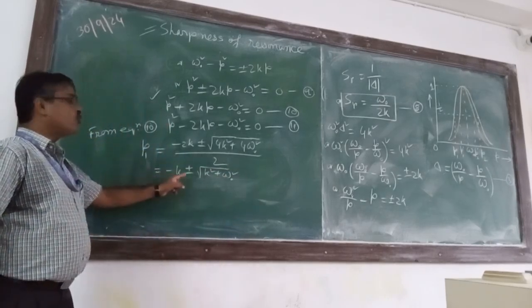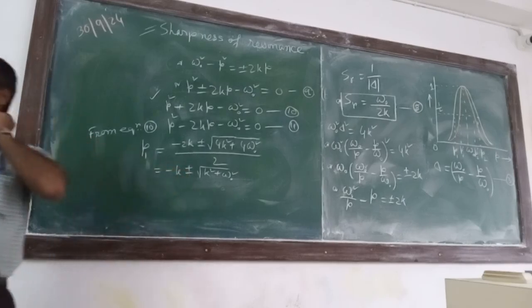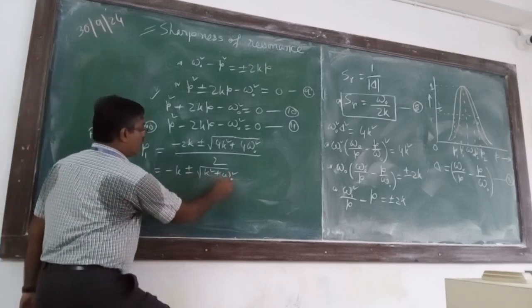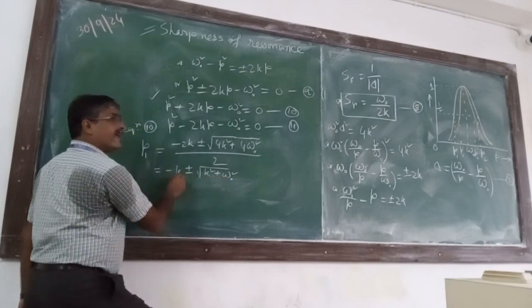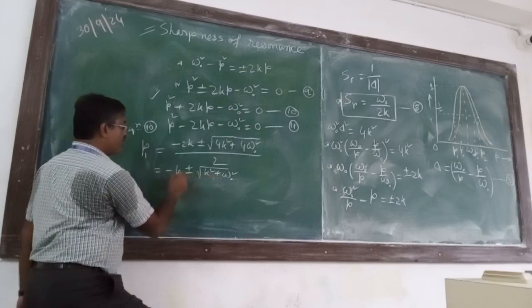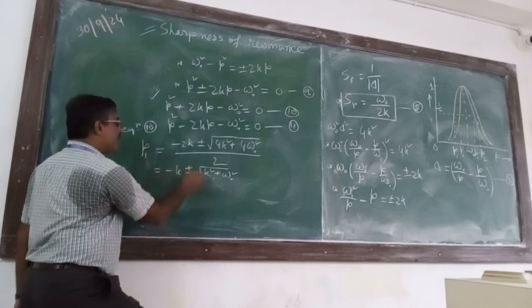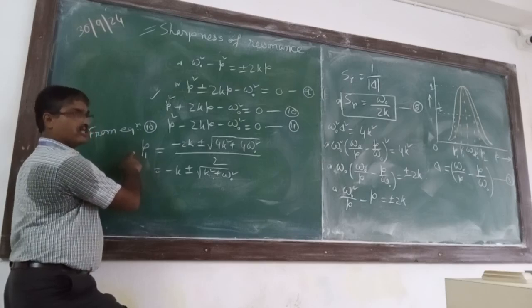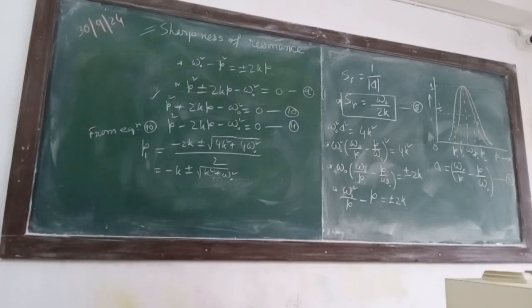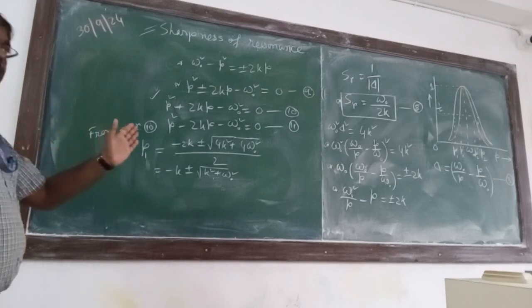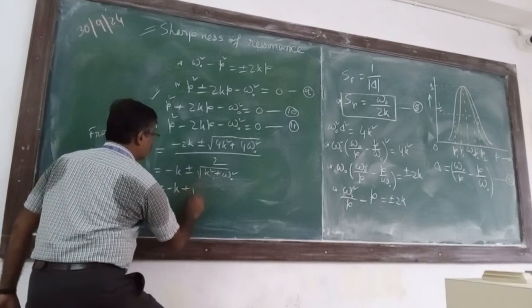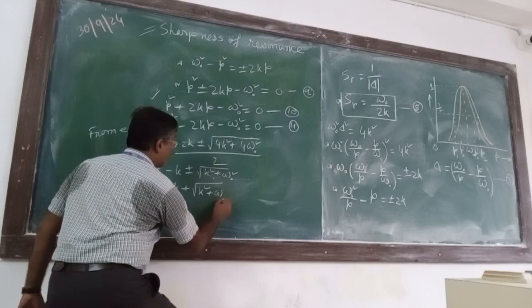So here you can see that there are two values, plus minus. So what value will we take? Plus. Why? Look, root of k square plus omega naught square is always greater than k. So if you take the minus sign, it becomes negative. But we know that P is the frequency of the applied force, which will not be negative. Right? The frequency is not negative anytime. So we don't take the minus sign. Therefore, P1 equals to minus k plus root over k square plus omega naught square.